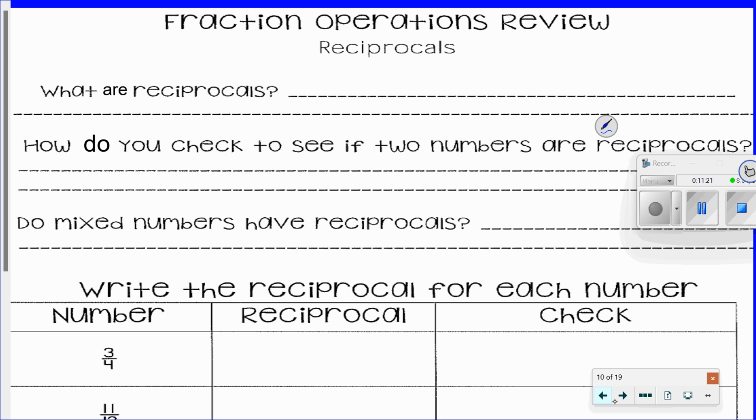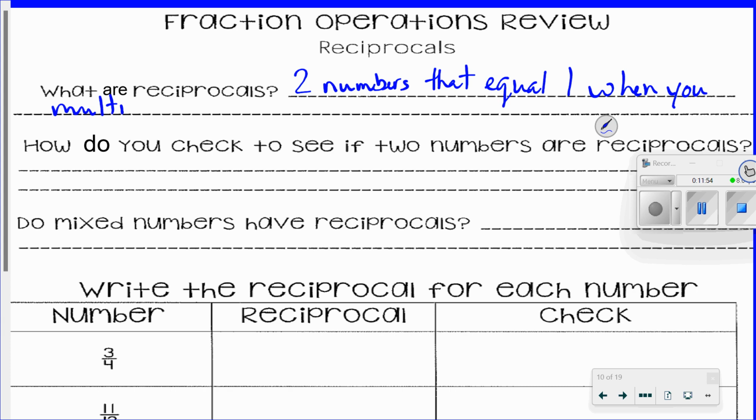Okay, let's start with what are reciprocals? The opposite of a fraction when it's flipped over. The flipped over piece of a fraction. So our technical definition is two numbers that equal 1 when you multiply them together. So if I multiply two numbers and it equals 1, those are what we call reciprocals. Mason gave us how that happens.